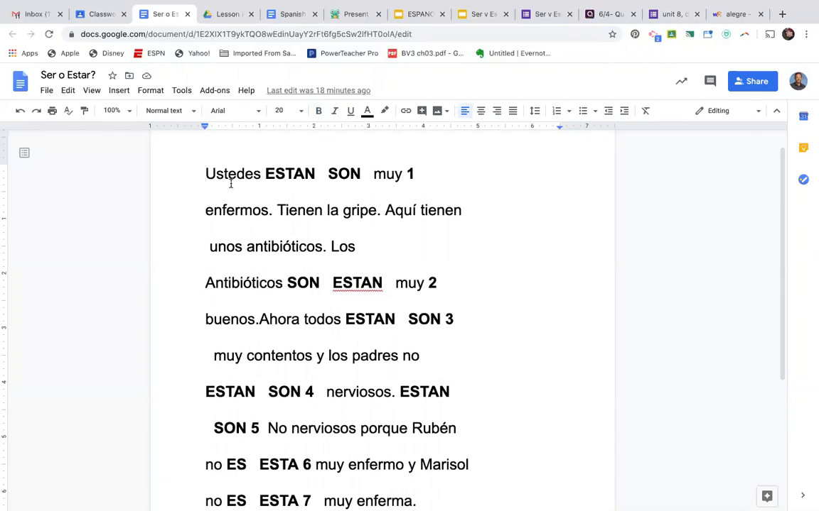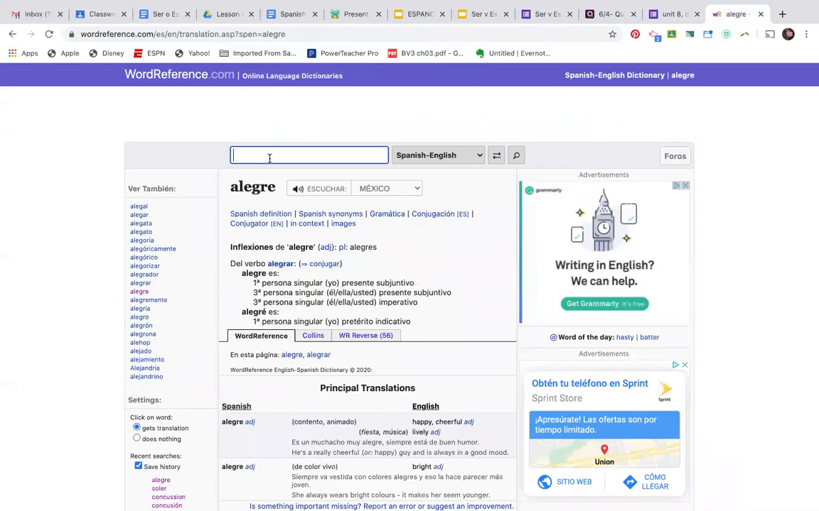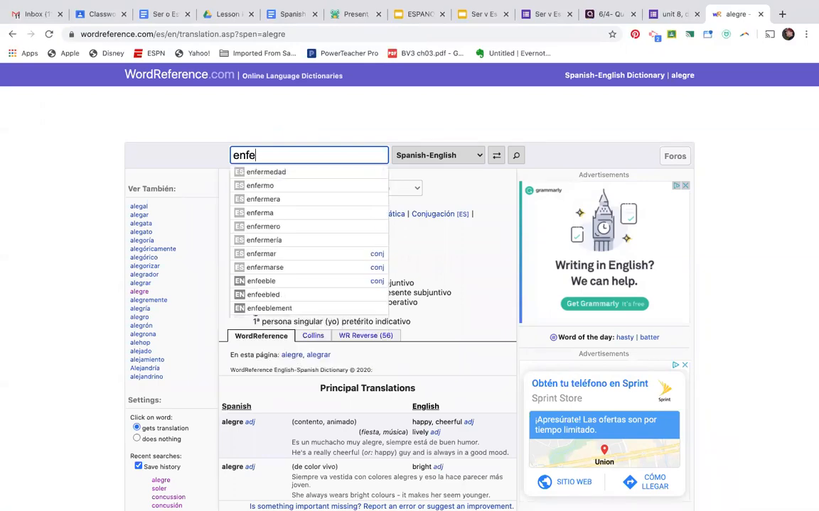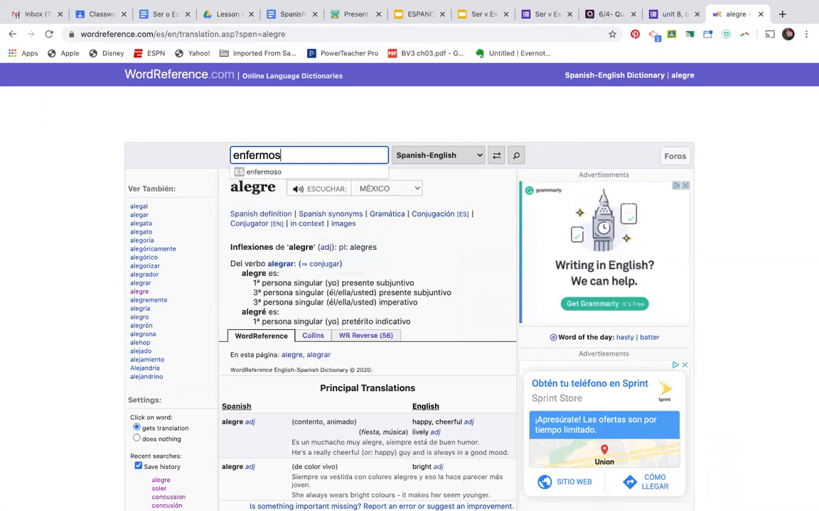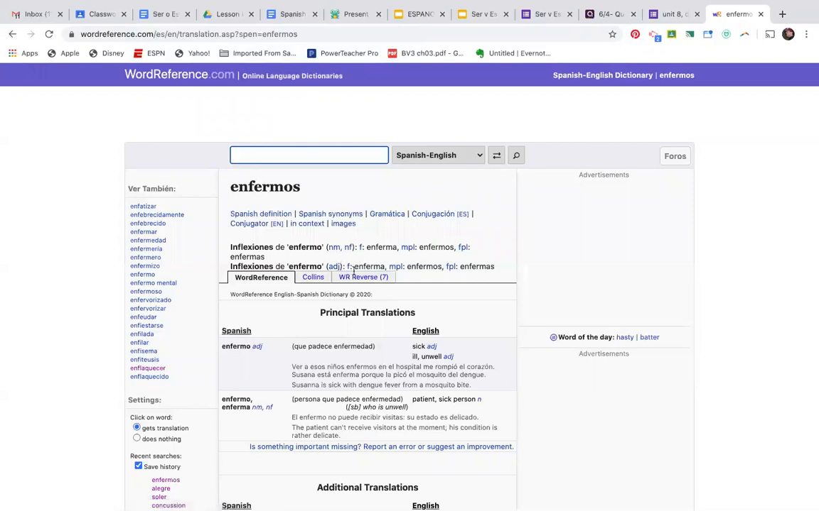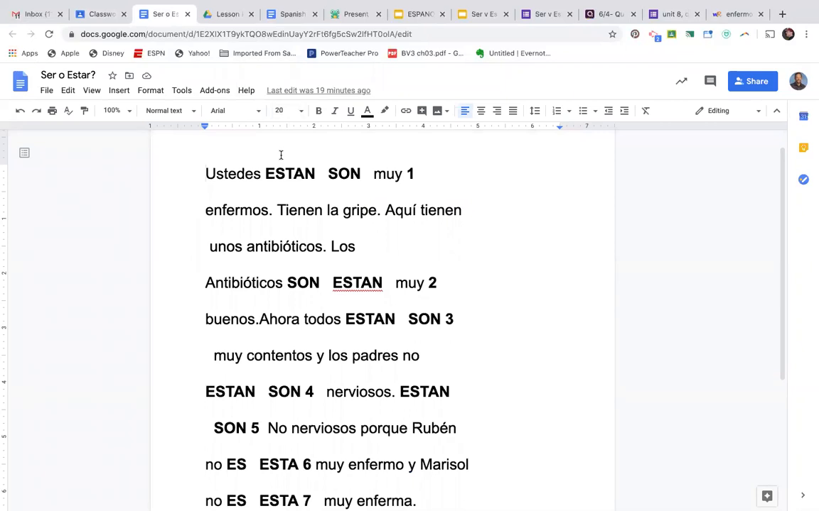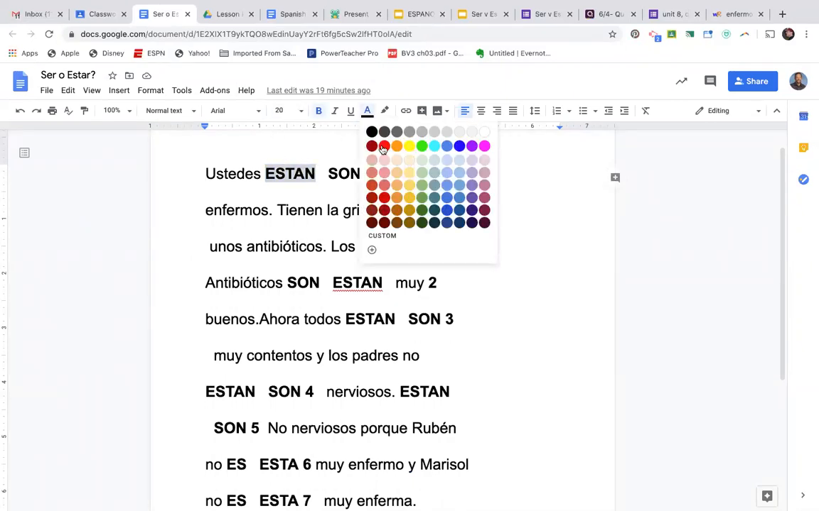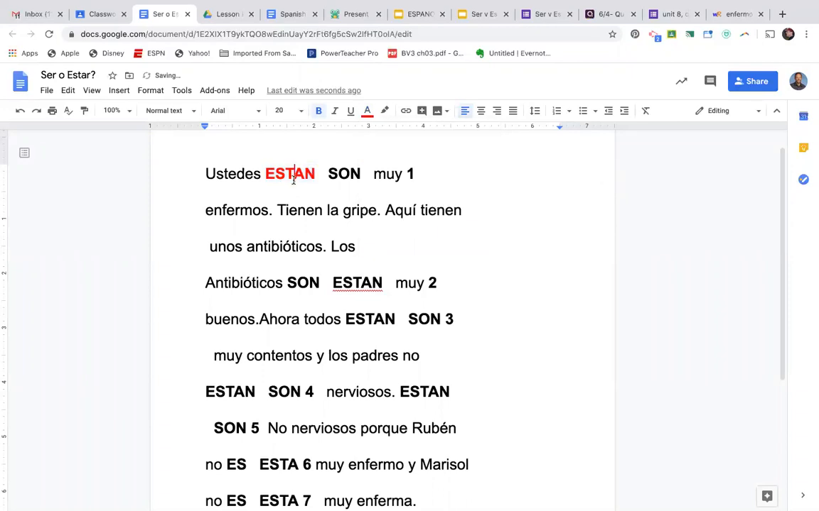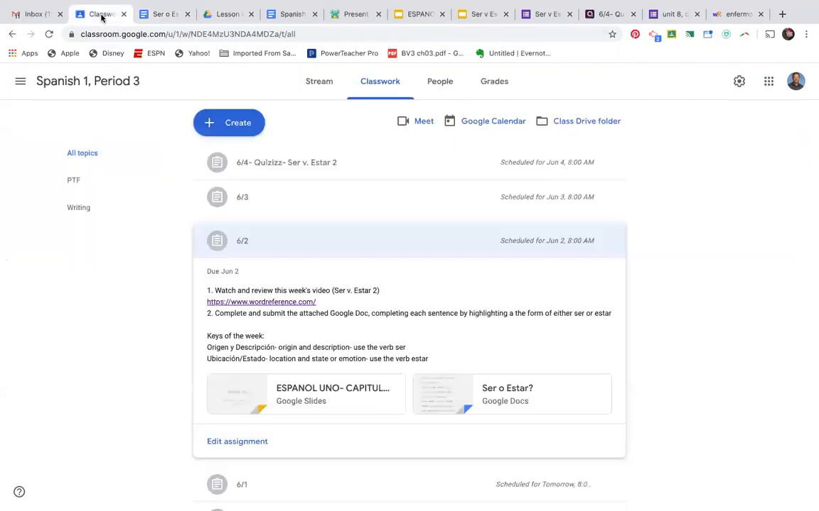what does enfermos mean? You don't know and you're like, I don't know that word, prof. I don't remember what that word means. Sick, unwell, state or emotion. And with states or emotions, we use the verb estar. So you simply go there and you put it in a different color, estar. That way I know which one you selected. Okay, that is for Tuesday, June the 2nd.